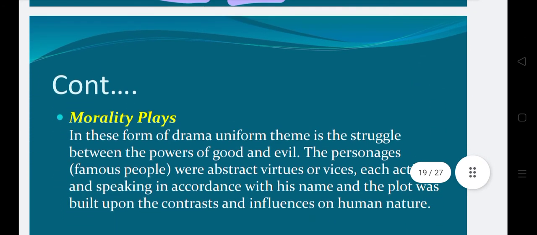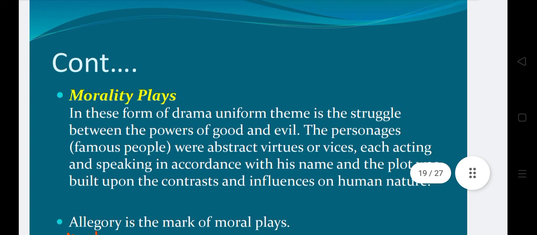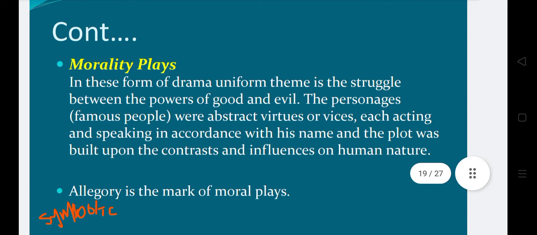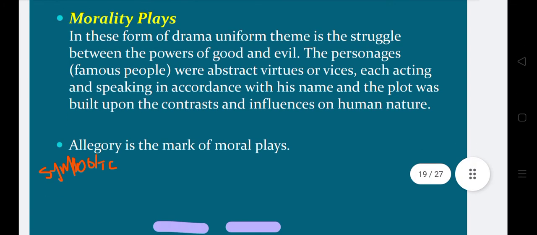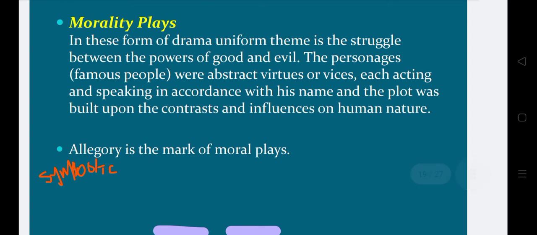And then come the morality plays. In this form of drama, the uniform theme is the struggle between the powers of good and evil, and the personages were abstract virtues, each acting and speaking in accordance with his name, and the plot was built upon the contrast and influence of human nature. So basically allegory and symbolism were the mark of morality plays.